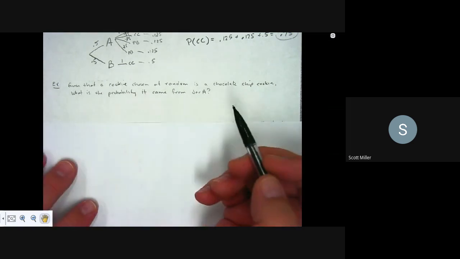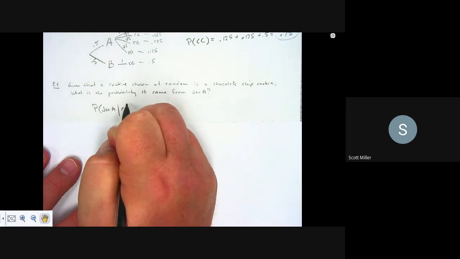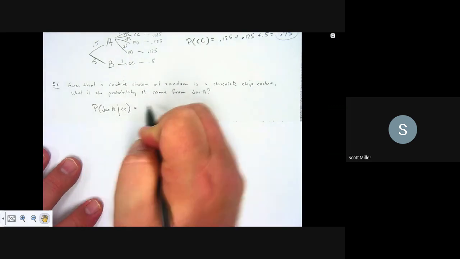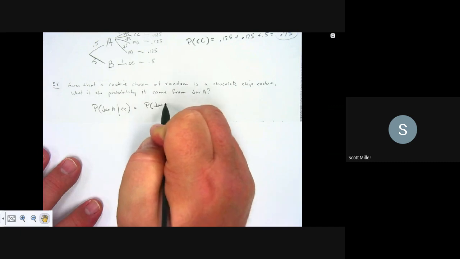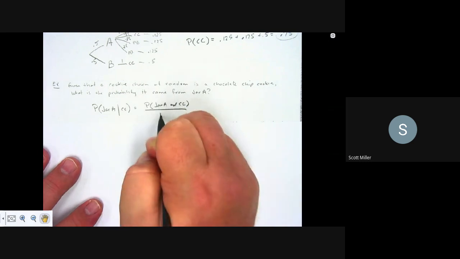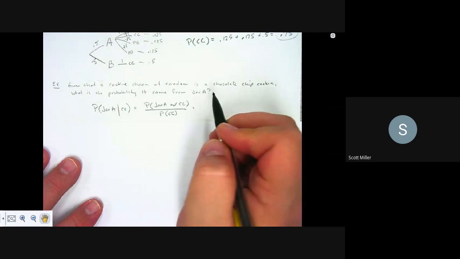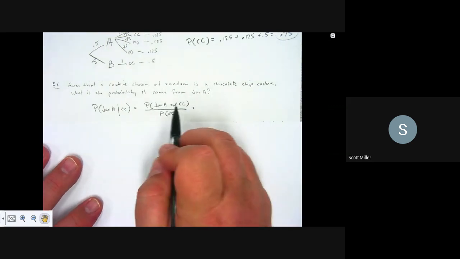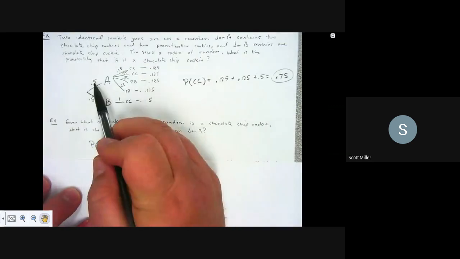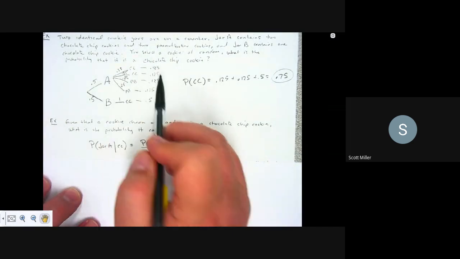Well, we had a formula. Let's go ahead and write it out. So what is the probability that I'm going to have jar A given that a chocolate chip cookie was chosen? Well, then that's the probability of jar A and a chocolate chip cookie divided by the probability that it is a chocolate chip cookie. So what is the probability of a jar A and chocolate chip cookie? It's this one and that one. So add those together right there.